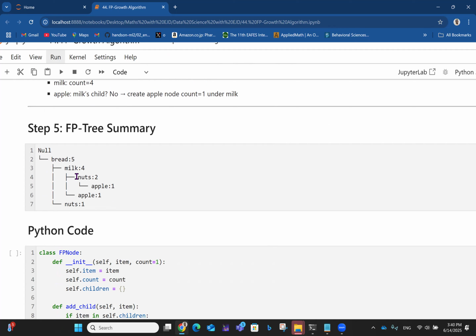Milk is a child of bread, so it goes straight. Then next, nut is a child of milk, so it goes straight again, and nut appears twice. Then apple is a child of nut directly. Apple is also a child of milk separately. Then nut is a child of bread directly like this also. So that's how that is.